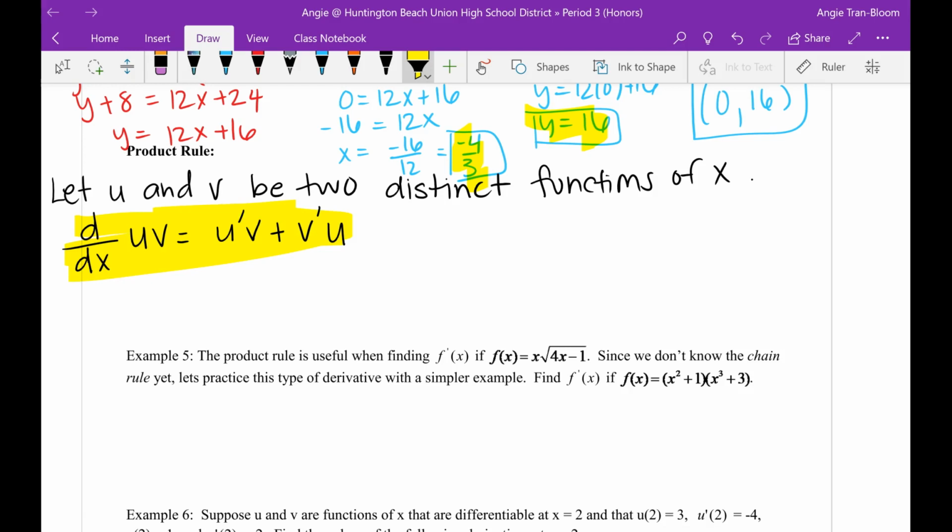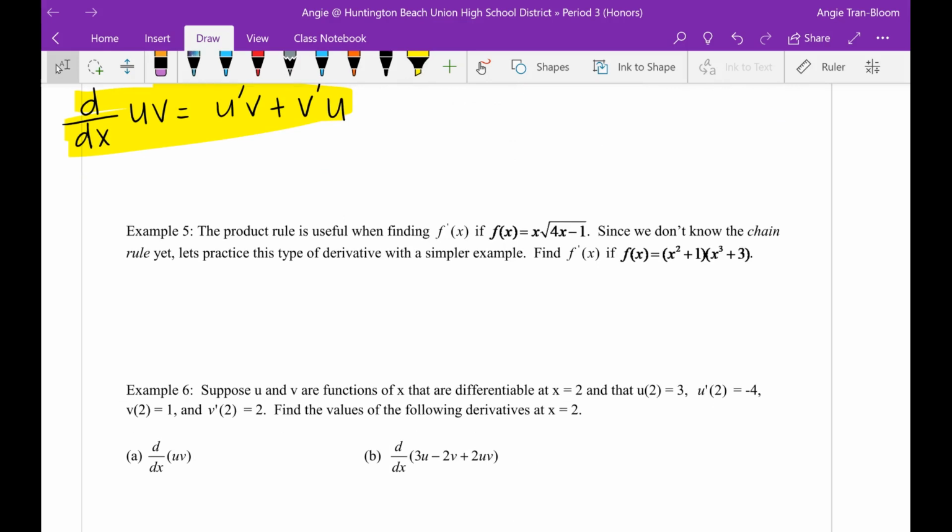So what do I mean by that? Let's go and try to see if we can use this below. Example 5. The product rule is useful when finding f prime if the original f of x is x times radical 4x minus 1. Since we don't know the chain rule yet, let's practice this type of derivative with a simpler example. Find f prime, okay, if I'm giving you an easier equation.